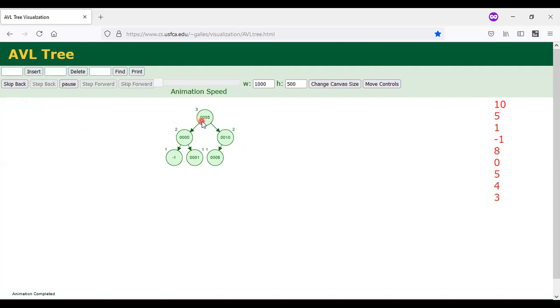The elements have been inserted in a balanced manner only. And coming to the next one, after 0, 5.